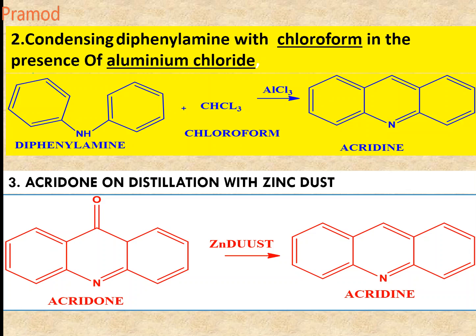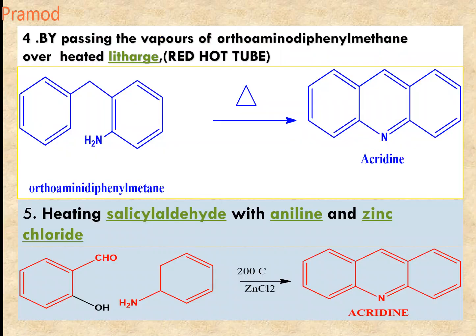Now, next method. You treat ortho-diaminodiphenylmethane, meaning your two aniline groups are linked by a methylene group. You heat it in a red hot tube. It undergoes cyclization to give your acridine.